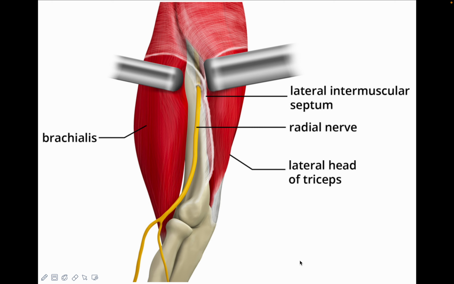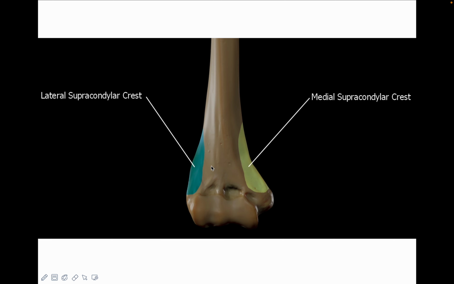And these intermuscular septa, you can see here also in this figure, the deep fascia modifies to form the intermuscular septa, and they are attached on the supracondylar ridges of the lower end of the humerus. So this is the lower end of the humerus, and these are the supracondylar ridges, the lateral and the medial. The medial intermuscular septum attaches on the medial supracondylar ridge, and the lateral intermuscular septum attaches on the lateral supracondylar ridge.